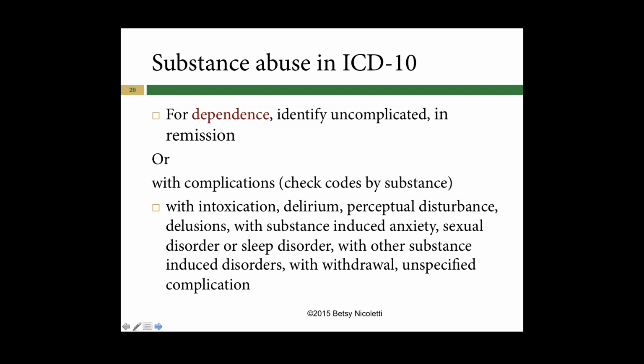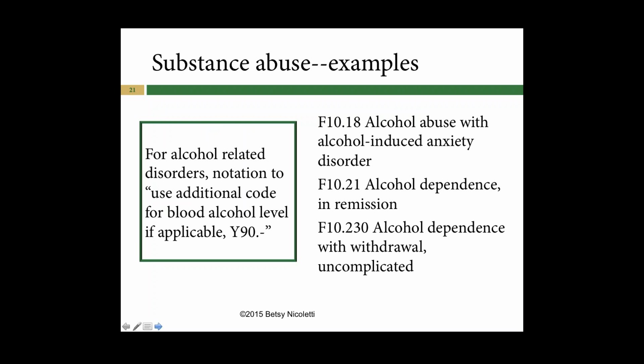So we've identified the substance. We've identified the type of use of the substance. And if it's dependence, then is it uncomplicated or in remission, or does it have certain complications? So let's look at some examples.